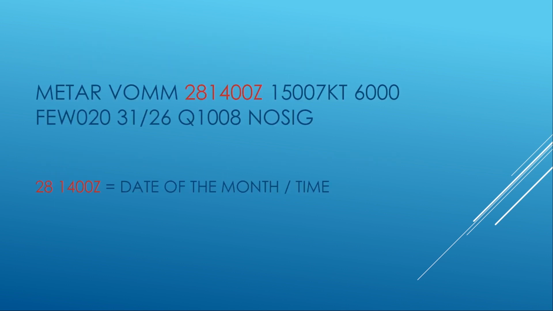The next block of information is the date of the month and time. The first two digits are the day of the month and the next four digits are the time in Zulu. Zulu time is basically the aviation term for UTC, or Coordinated Universal Time. So in this example, it's the 28th day of the month and it's 1400 Zulu, or 7:30 PM Indian Standard Time.